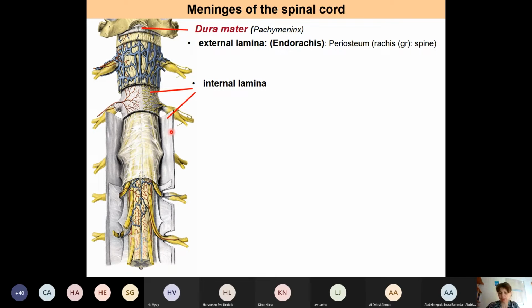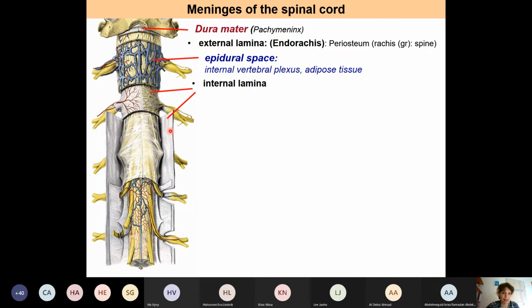It is made up of dense connective tissue. You will see it also in our preparations. And between the two layers, we have a space called the epidural space, which is filled with adipose tissue, and we can find a very big venous plexus here called the internal vertebral venous plexus.